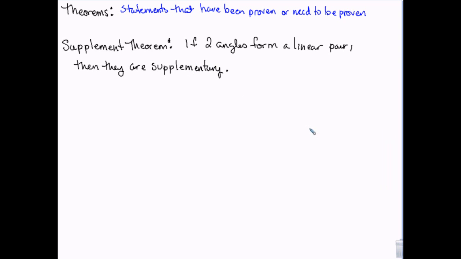All right, so we have a linear pair, and a linear pair are any two adjacent angles that form a straight line. And the supplement theorem is the thing that tells us that linear pairs add up to 180. So if you know you have a linear pair, this is the theorem that lets you say, okay, these two angles are 180, and then you can go from there.